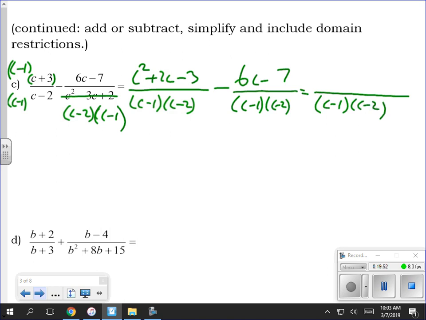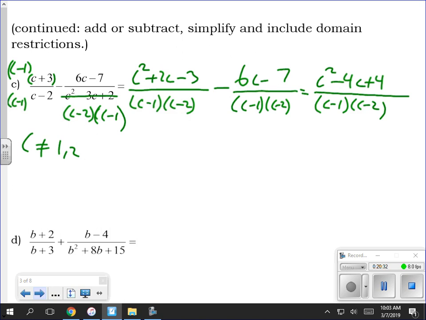Because I got my common denominator, you should know your answer. Once you get the common denominator, that's half your answer, right? Every time. And then combine up the numerators. I get c squared plus 2c minus 6c, negative 4c, negative 3 minus negative 7, 4, plus 4. Okay, I'm going to pause for a second, go back to the original problem. C can't be 1 and 2.